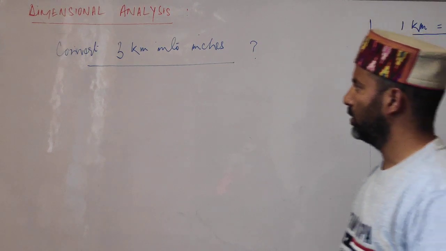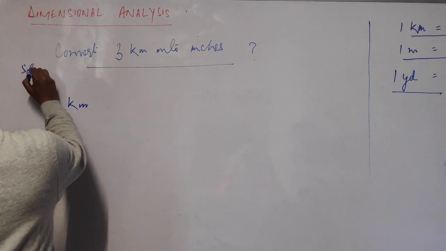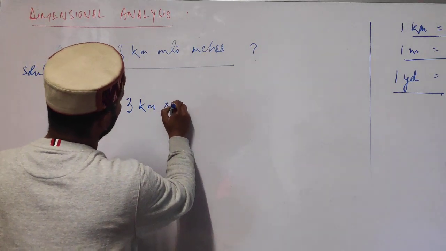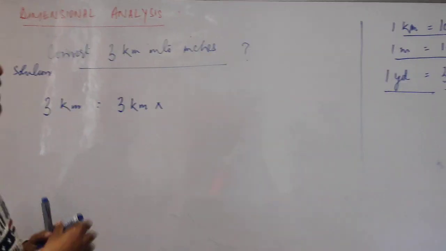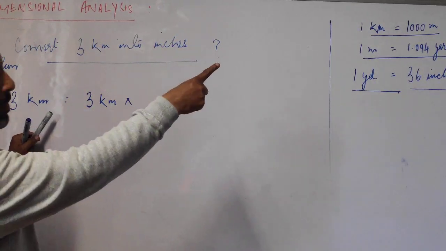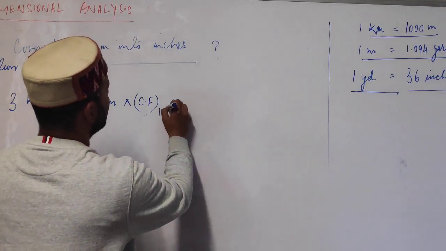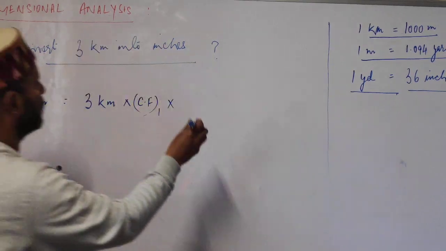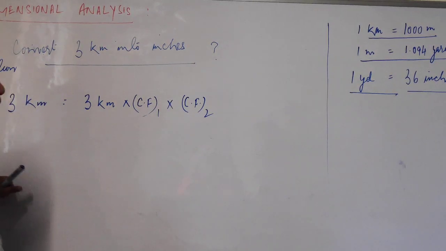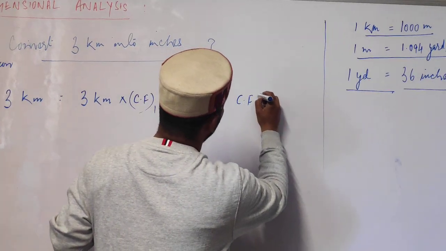Now using this data we'll find out how many inches are there in 3 kilometers. So students, 3 kilometer can be written as 3 kilometer into. Now we need here how many unit factors? Students, we need 3. First we'll convert kilometers into meters, so for that we use the first unit factor, say CF. Then meter will be converted into yards, for that we need the second unit factor, and then yard will be converted into inches, so we need the third unit factor. It is called the conversion factor also.